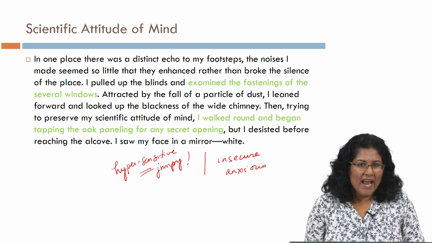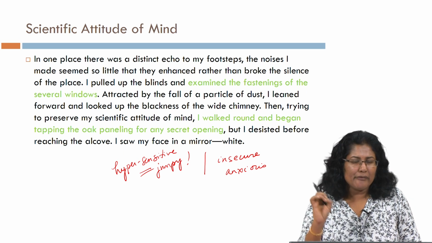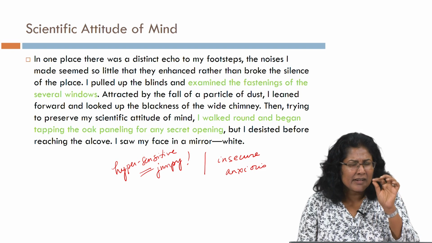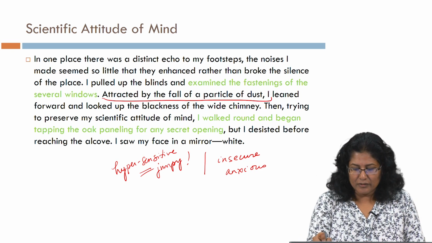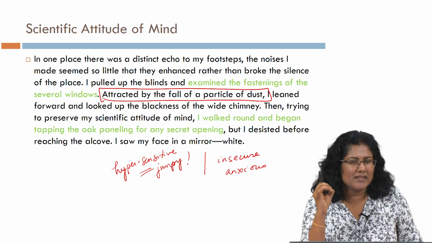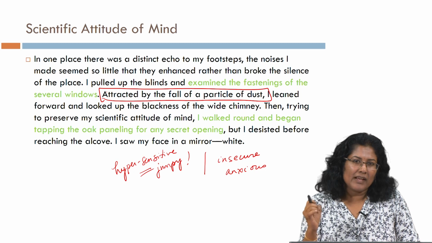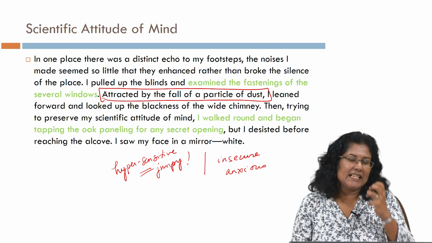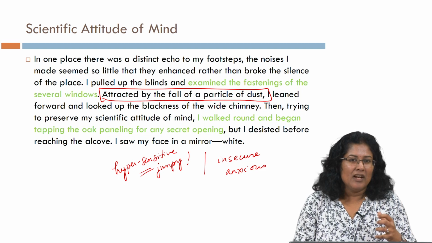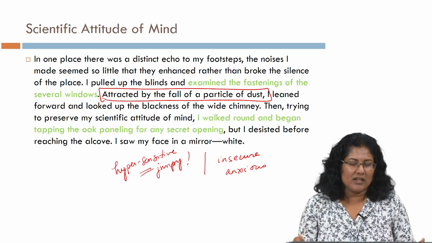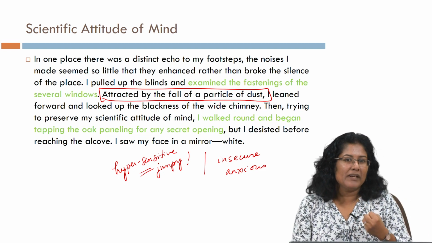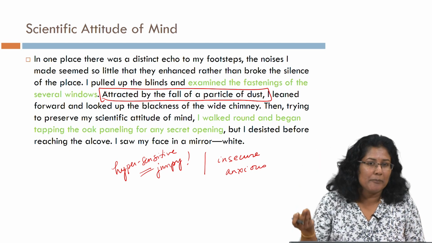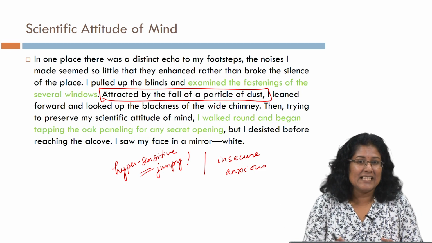And look at the way he is paying attention to every small detail by the fact that he even notices the fall of a particle of dust. It's a very, very interesting thing to do. Dust is very small stuff to look at. So he's attracted by the fall of a particle of dust, and that tells you the intense manner in which he is mapping each and every space, each and every article in the room. He is drawn by the fall of a particle of dust, and he looks up the blackness of the chimney. It's darkness he looks up to, and again, darkness is very scary considering the circumstances.